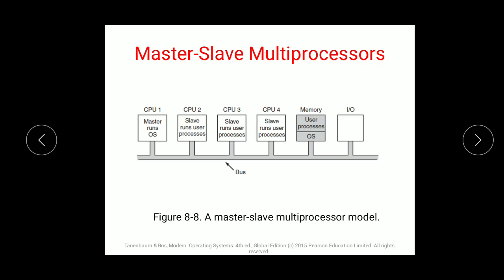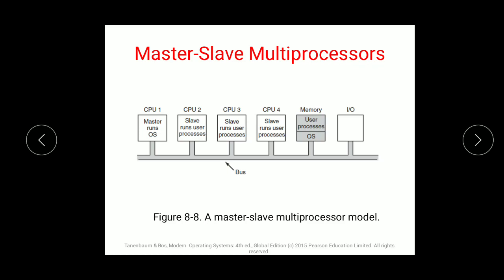The master may become a bottleneck. Bottleneck means the point through which everything enters. That is the reason the master is given the name bottleneck. The master slave model is this one. This is the model which is connected with one bus. That is the reason it's called a master slave process.